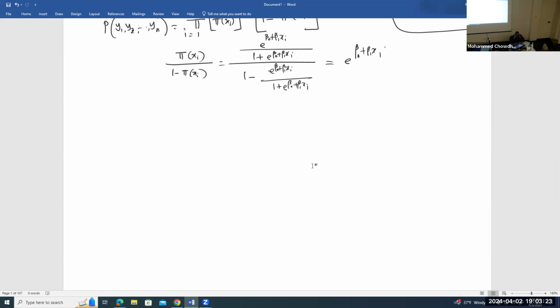So now what we can do from the previous line, from this line, is take the product over i goes 1 to n, and in this case I can plug in the value phi xi.